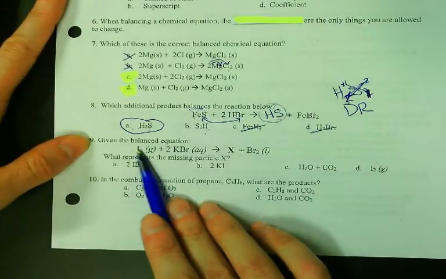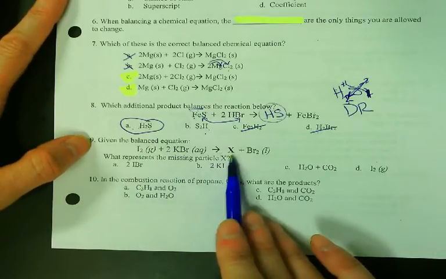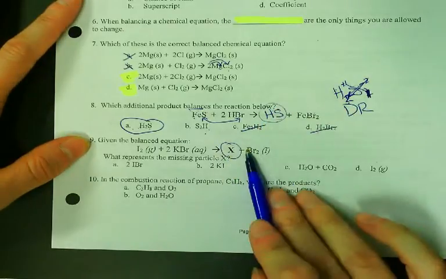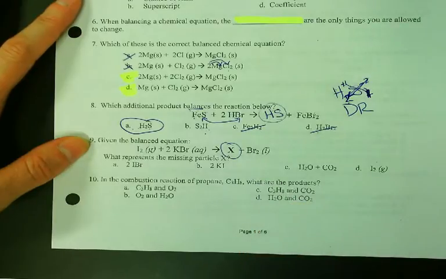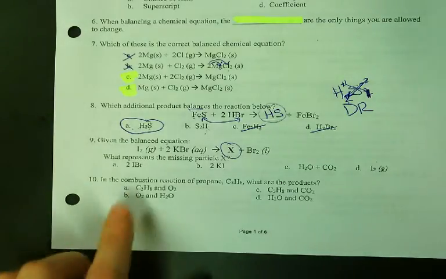It says, given the balanced equation, I2 plus 2 potassium bromides yields blank, X. Okay, blank plus Br2. So you have to figure out what goes here in the blank. This is a single replacement reaction. So do it the same way we did number 8. Go ahead and pause here.